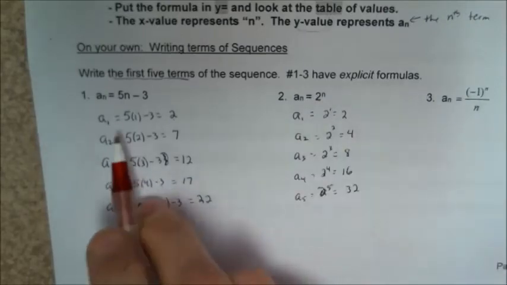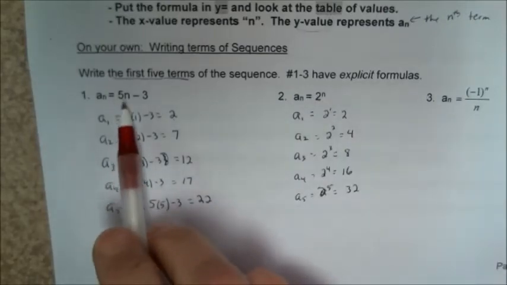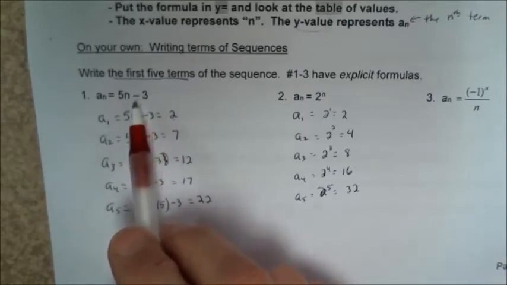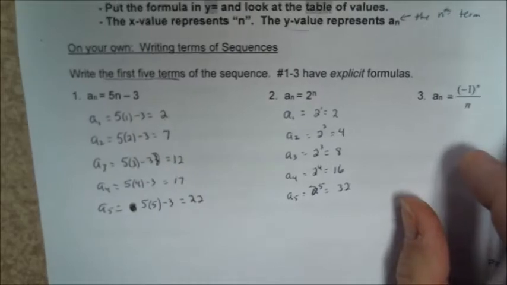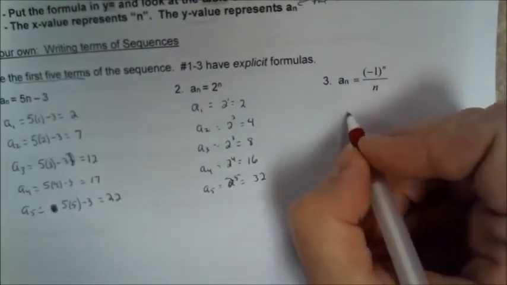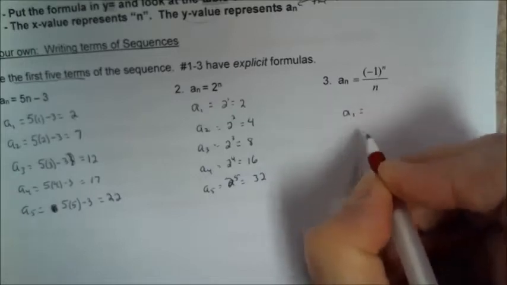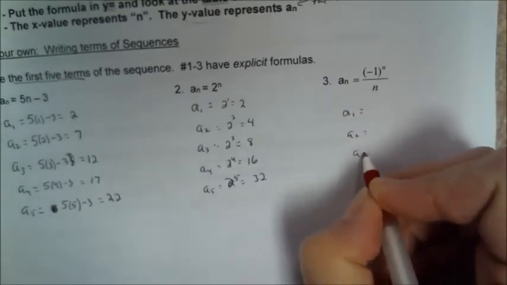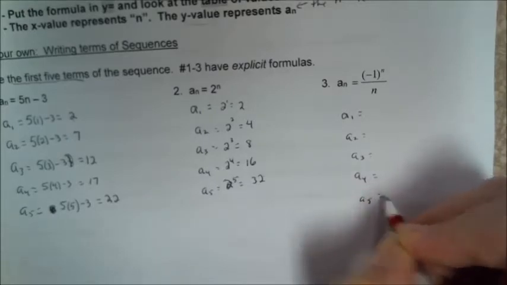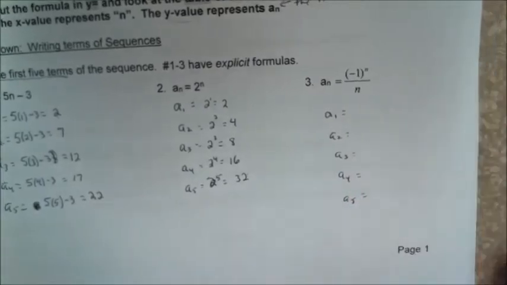Same thing over here. If we want to write the 100th term, it's 5 times 100 minus 3. 500 minus 3 is 497. If we wanted to, but we don't. So this one has terms, the first term, the second term, the third term, the fourth term, and the fifth term. We're only writing 5. We could write as many terms as we wanted to.